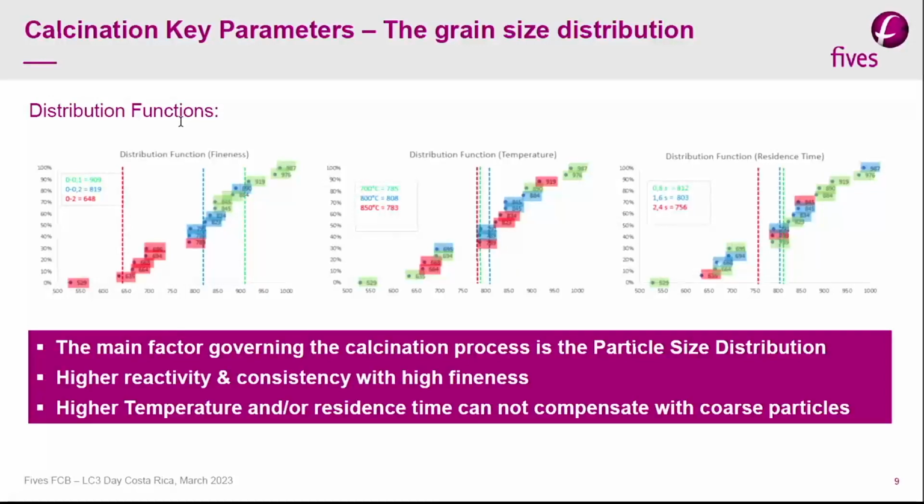And on a large particle, if you are a little bit too low in temperature, then you have under-calcination, let's say, in the core of the particle. If you go higher, you will start sintering of the shell of the particle.